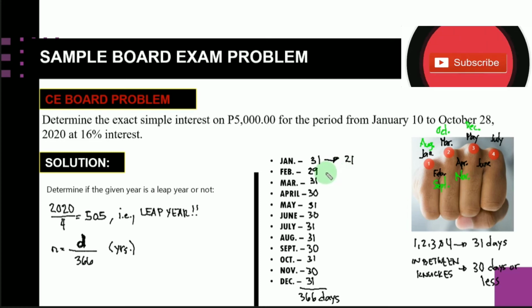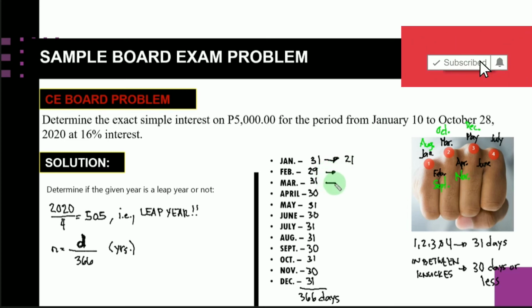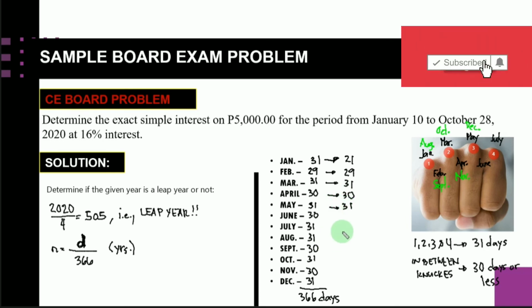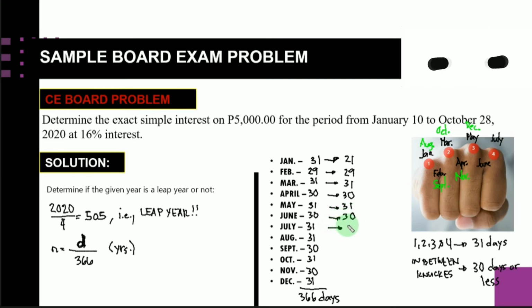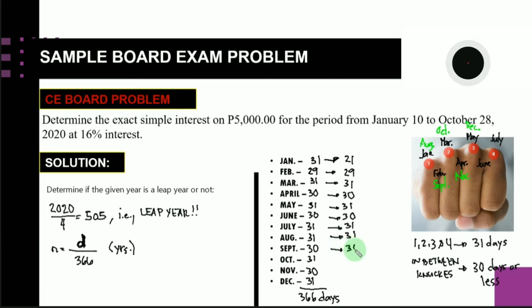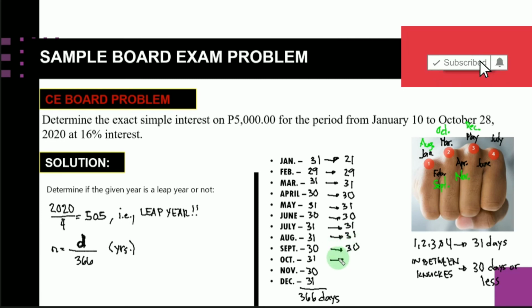And for the month of February, we are considering 29 days. Also for March we have 31, for April 30, for May 31, for the month of June 30, for July 31, and for August 31. For the month of September it is 30. And for the month of October, we are going to consider only October 28, so we only have these 28 days.